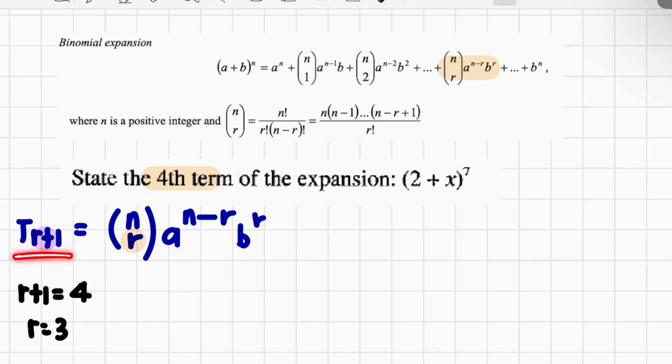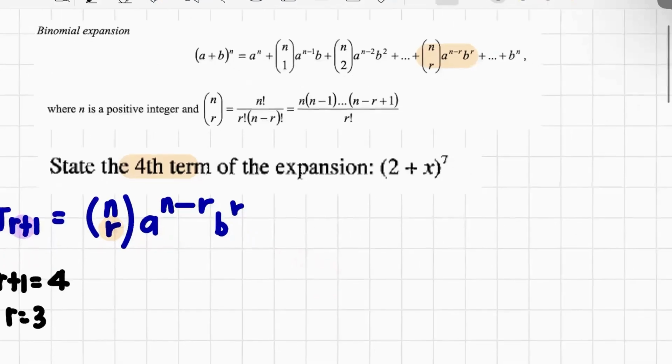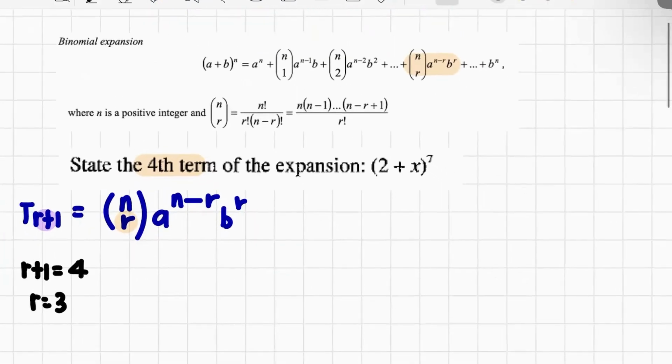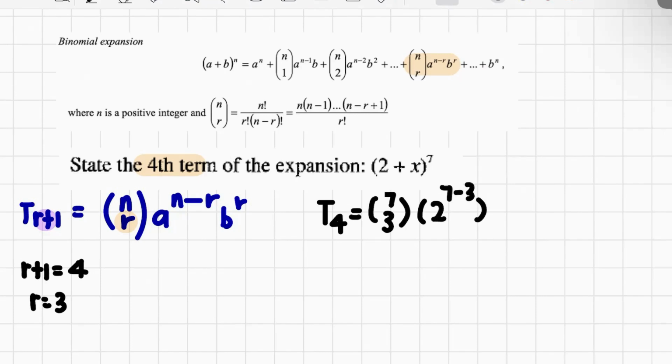So for the general term, take note, this one is T r plus 1, not like a typical number pattern, which is term n. This is r plus 1, okay? So let's look at this one over here. What we're going to do is expand. We want our fourth term, so your r is equal to 3, right? So this is 7 choose 3. My first term is 2 to the power 7 minus 3. This one is x to the power 3.